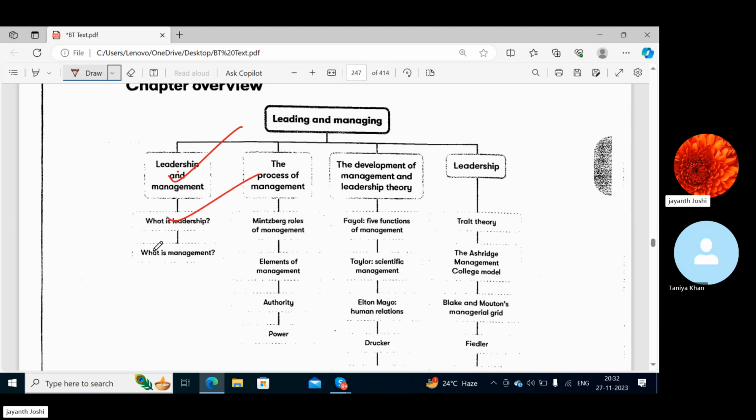Under that, what is leadership, what is management, the process of management, Mintzberg role of management, elements of management, authority, power, development of management and leadership theory. We're going to discuss.